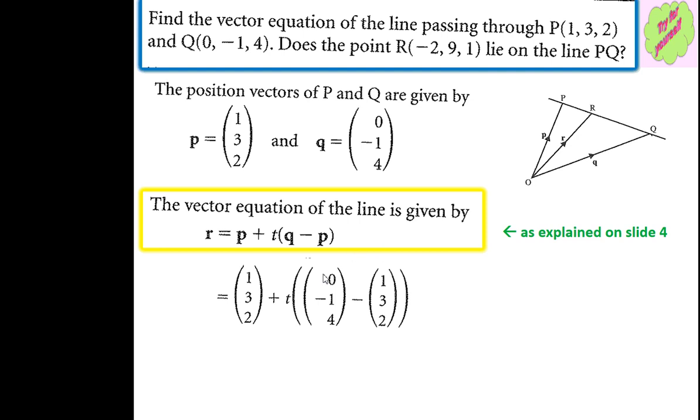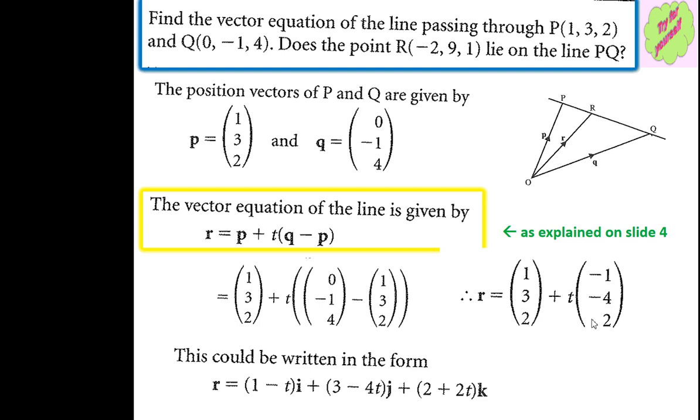So now you can work out what q minus p is: 0 minus 1, negative 1 minus 3, 4 minus 2, and you can simplify this a little bit. And then you've got r equals 1, 3, 2, and then this simplifies to -1, -4, 2 when you work out this bit, and you've still got the t there. So we've worked out the vector equation of the line. We've got our direction vector here, which is important.